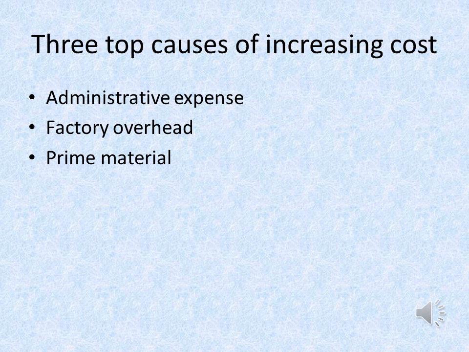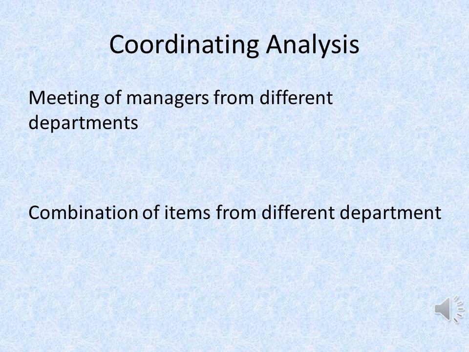Next, I'm going to introduce three top causes of increasing cost. One is administrative expense. Second is factory overhead. Third is premium material. From the analysis, we draw the conclusion that the top three elements leading to increasing cost are administrative expense, factory overhead, and premium material. The meeting of managers from different departments makes the analysis of cost easier. By the way, an item from one department which seems small may be significant when combined with items from other departments.